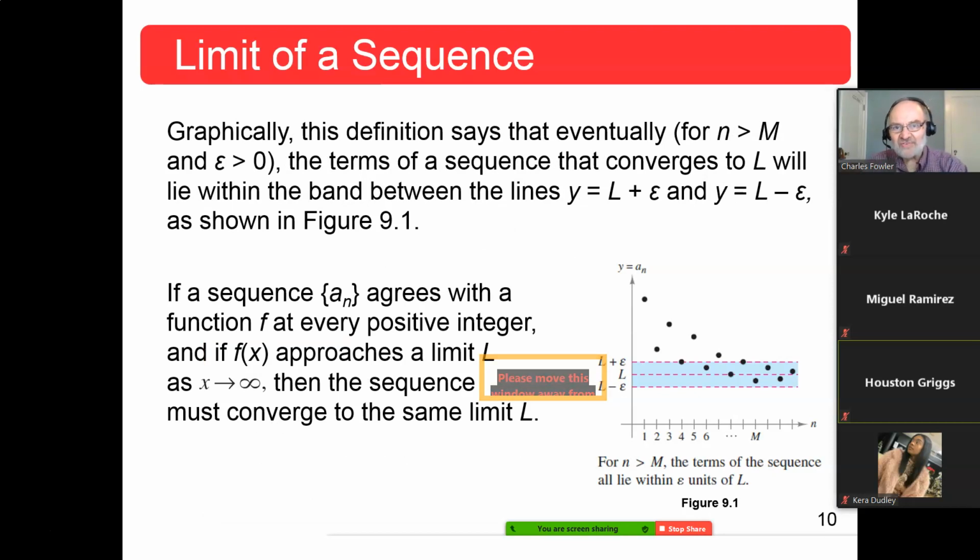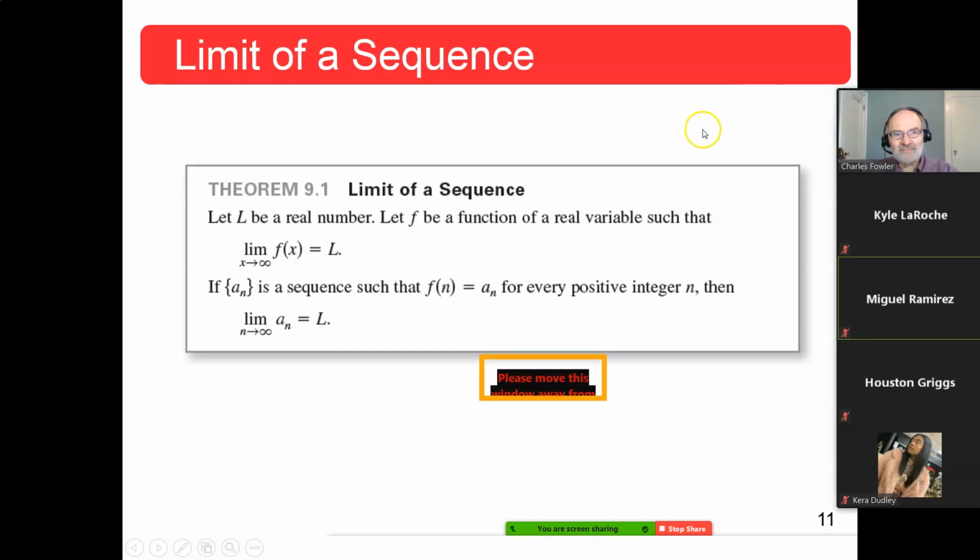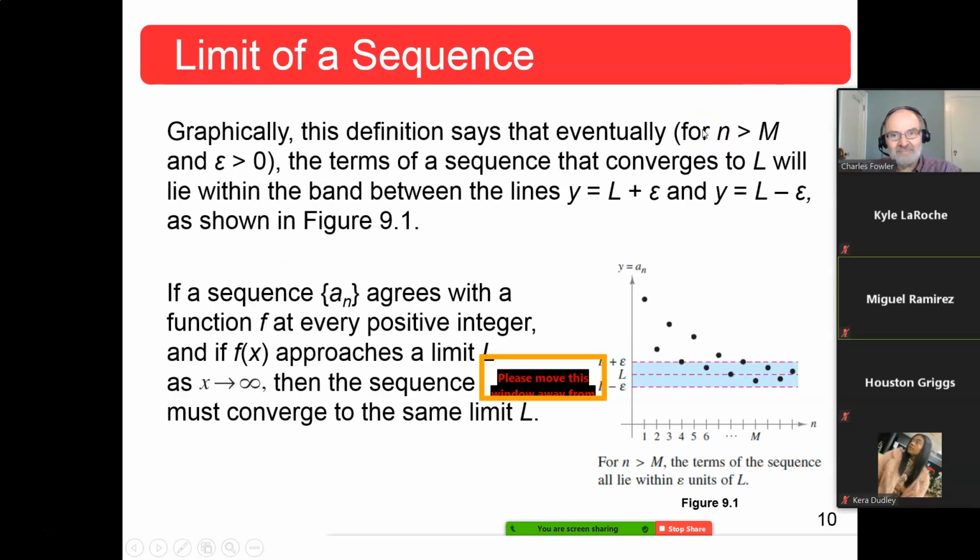Graphically, that definition says that for all n greater than that value m, it seems like we did this one before, didn't we? Did I mark the wrong place? No, I don't think so. Okay, I've taught this so many times it seems like I've seen it before.